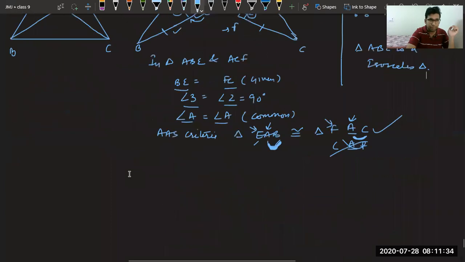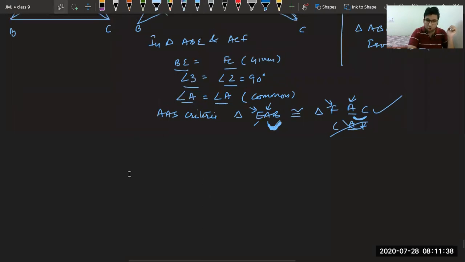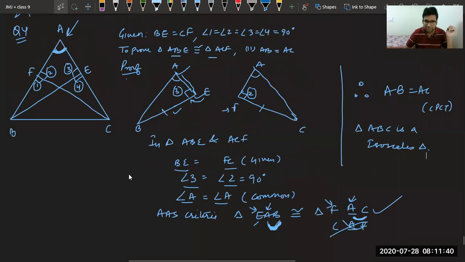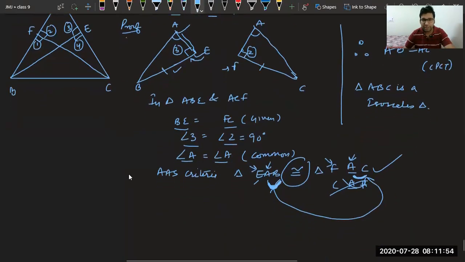Let us see. So what is the full form of CPCT? Drishti, it is corresponding parts. You must have seen these are corresponding parts of congruent triangles. CPCT means, sir, how AB equal to AC by CPCT? Vaishnav, if you observe, I named the triangles as EAB congruent to triangle FAC.